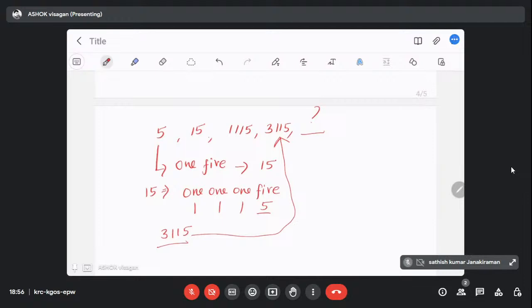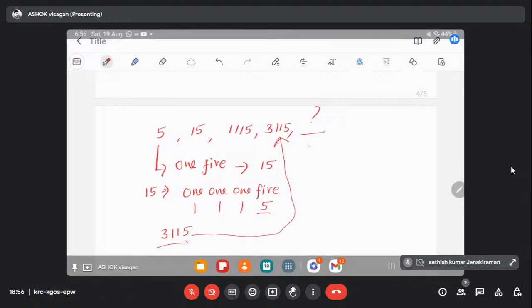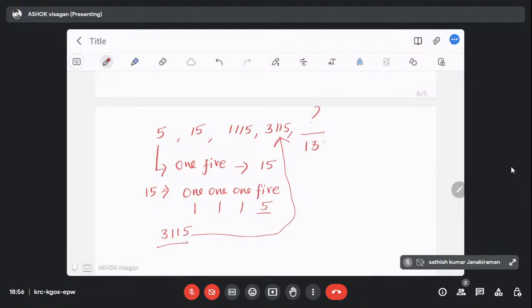So in this 3 1 1 5, how many 3s are there? One 3. How many 1s are there? Two 1s. How many 5s are there? One 5. This is the next number: 1 3 2 1 1 5. So this kind of question may be asked.